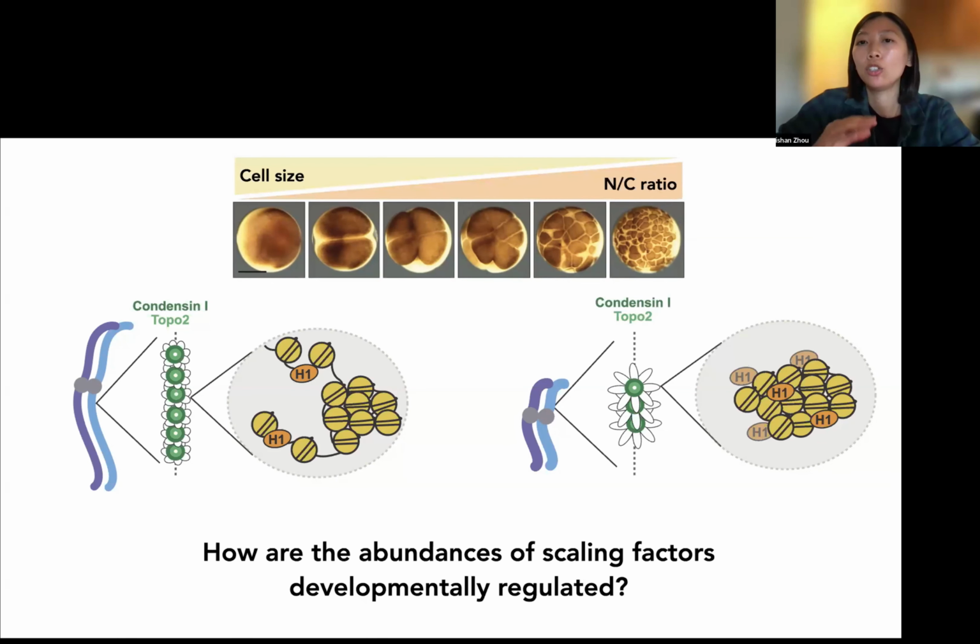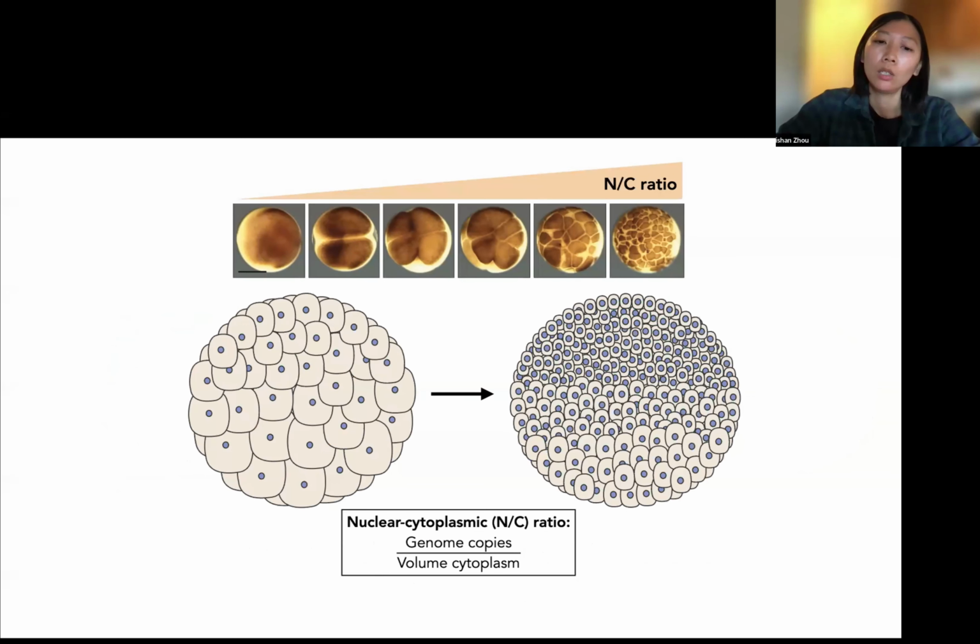What I found was that there are two factors, two developmental cues that independently set chromosome size in the embryo. One is cell size, which decreases over time, and the other is the nuclear cytoplasmic ratio, which actually increases over time. And that's what I'm going to talk about today. The way that I'm defining nuclear cytoplasmic ratio is really the number of genome copies per volume of cytoplasm. And because there's no cell growth during the blastula stages, every time there's a cell division event, you get an increase in NC ratio.